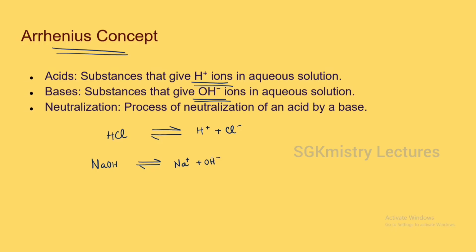Now, thinking about the process of neutralization, we know that neutralization is where the acid and the base react together to give the salt and the water. But as given by Arrhenius, in the process of neutralization the acid and the base react together, and water is produced as one of the products, along with the salt. Since we are mainly concentrating on H plus and OH minus ions, the neutralization process was explained as the reaction between H plus and OH minus ions to give water. This is how neutralization takes place according to the Arrhenius concept.